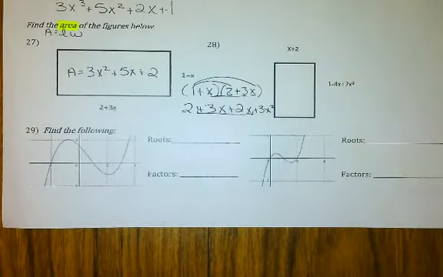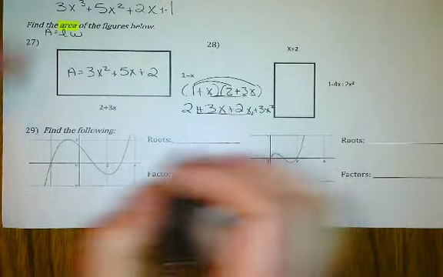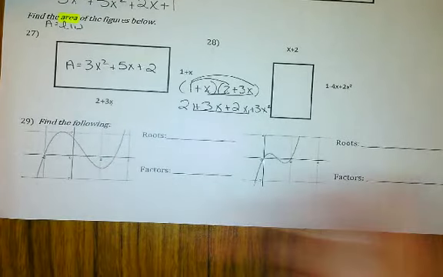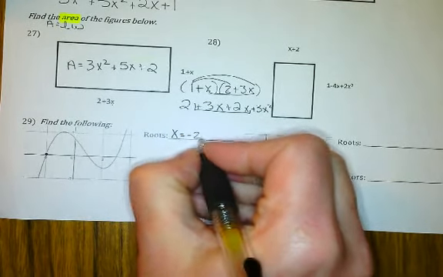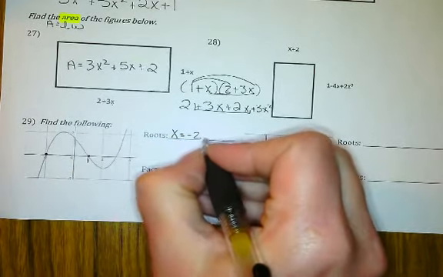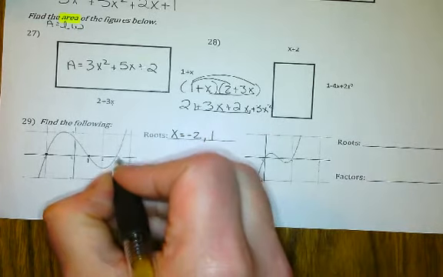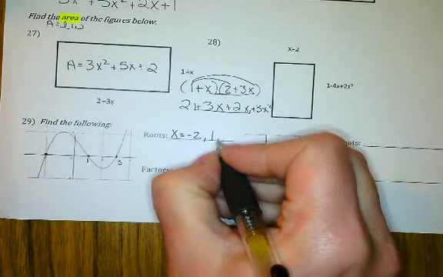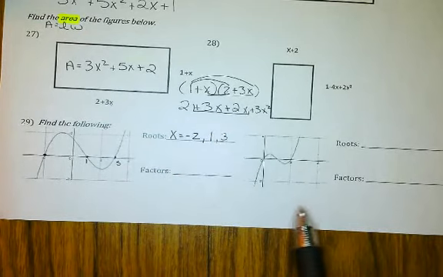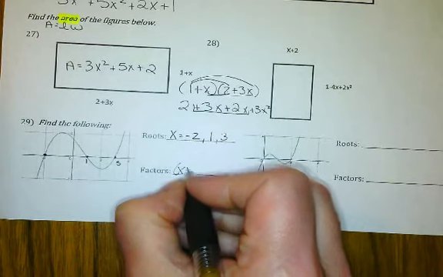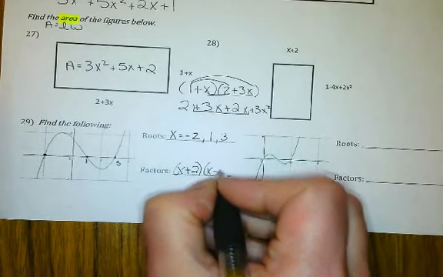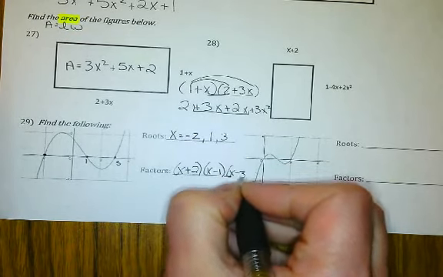Alright, on the last ones, this kind of just goes back to Unit 6 where you're talking about roots. So remember when we're talking about roots, they're where they cross the x-axis. So that would be x equals -2 and x equals 1, and x equals 3. But when you write the factors, just like we've always done, they're the opposite. So this would be x plus 2, x minus 1, and then x minus 3.